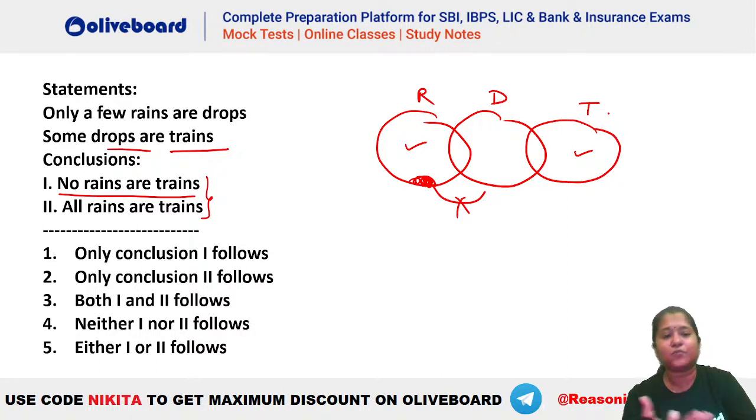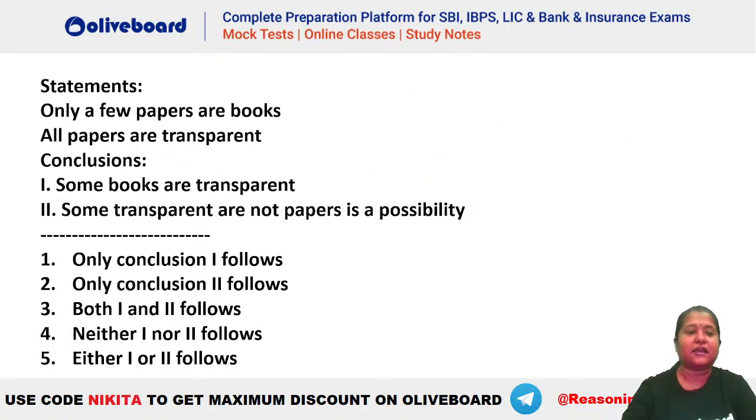So you can see both the conclusions can be false simultaneously. That is why this is not an either-or pair, so neither one nor two follows. Okay, I hope this is clear. Next question on your screen, let's have a look at this one.